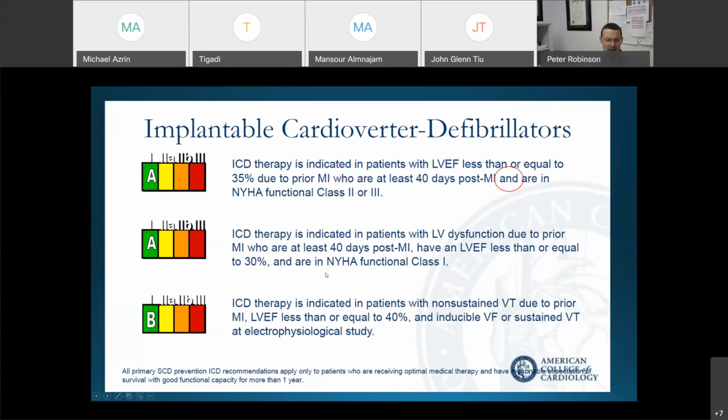So I hear 30, I hear 35, I hear 40. Why all these different numbers? This is why. The number is 35 if they have evidence of class 2 or 3 heart failure. It's 30 if they don't have any heart failure. And then less than or equal to 40 if they have non-sustained VT with an EP study showing inducible VF or sustained VT. So this can be confusing. And this is what our current guidelines state based on entry criteria into these trials. But those are why the numbers show up differently.